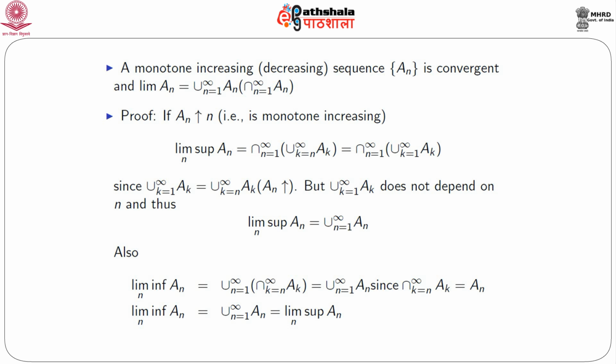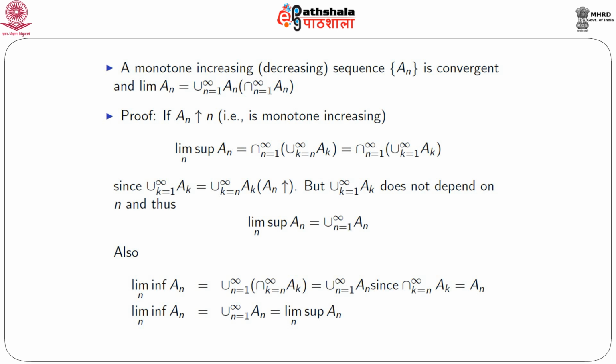Suppose that a_n is monotonically increasing in n. Then lim sup of a_n, by definition, is the intersection over n of the union over k from n to infinity of a_k. Now, the union over k from 1 to infinity of a_k is the same, as a_n is increasing. So, whether I am taking the union from n to infinity or 1 to infinity, it remains the same. So, this term, the union over k from 1 to infinity of a_k, does not depend on n. So, if I take the intersection, it will not change it. So, the lim sup will be just its union.